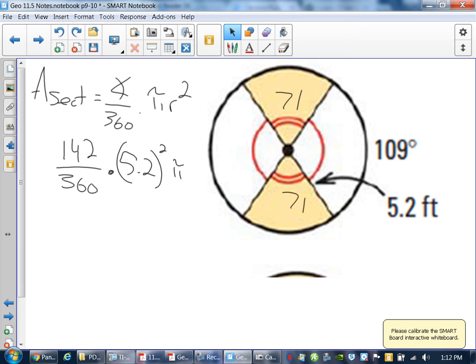What do you get? Oh, you got pi. You know this, right? You just got to pi. 33.507, so it would be 33.51. Yep. Shaded regions. Okay?